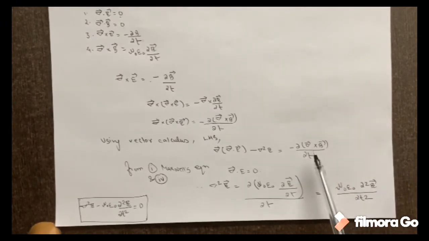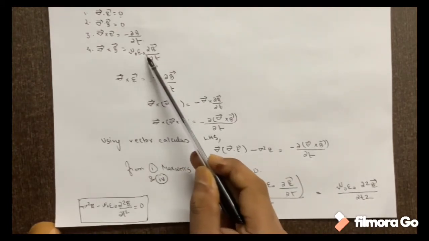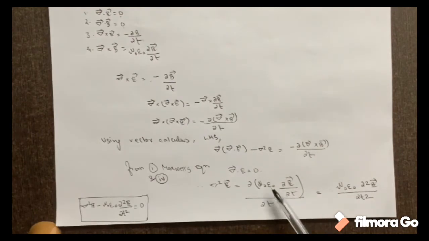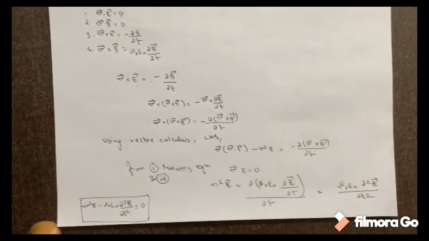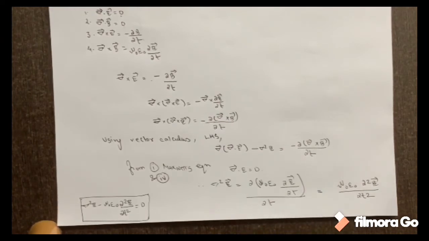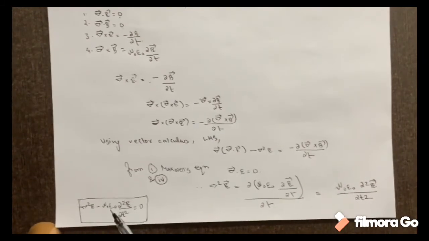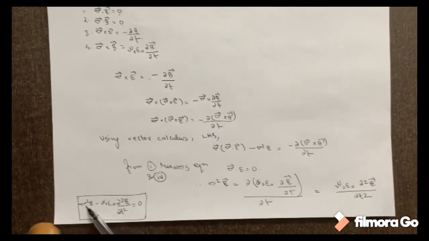And again from the fourth Maxwell equation, this del cross B is equal to mu naught epsilon naught times del E upon del t. So we can substitute this with this value. After bringing this to the left hand side, finally we reach the electric field component of the electromagnetic wave, which is del square E minus mu naught epsilon naught times del square E upon del t square equal to 0.